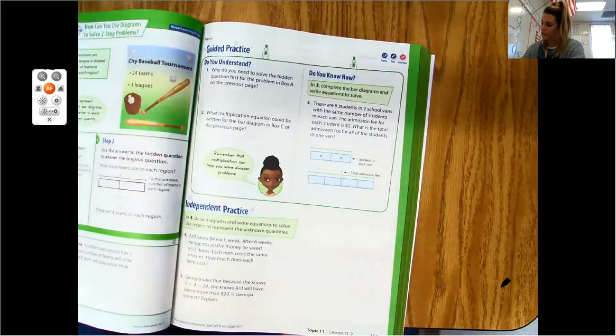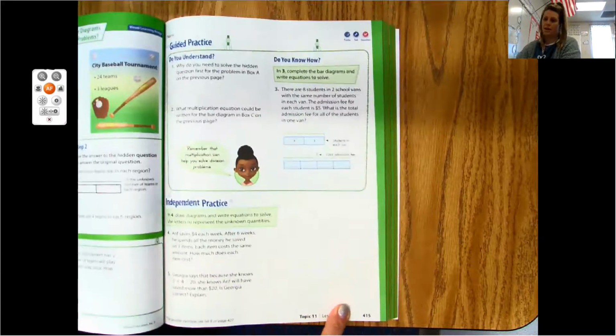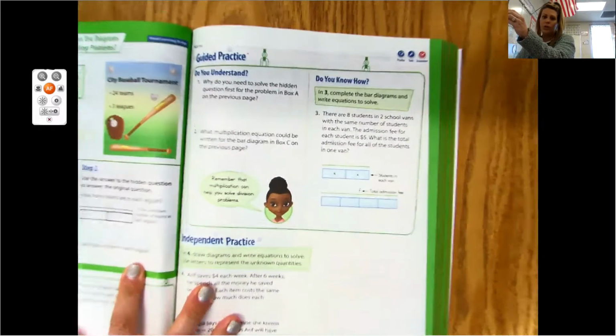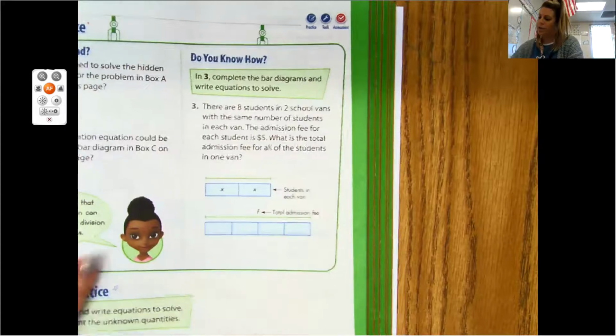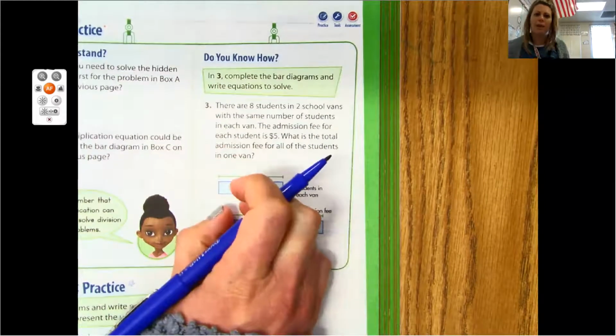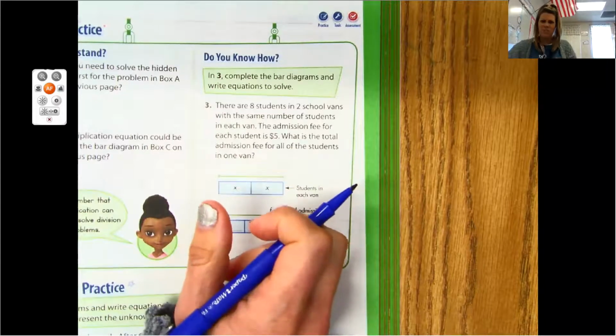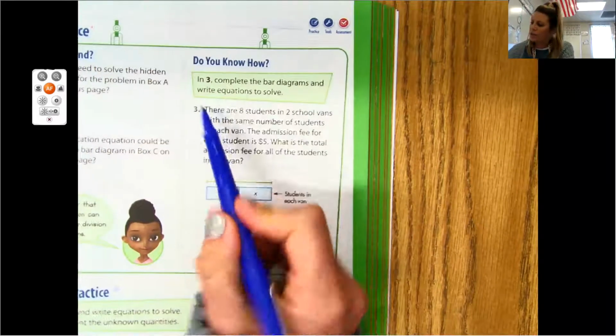Here we go. All right, so we are on page 415, guys. We're going to do 2 together, and then I'm going to send you off on your own to do some today. You will have a discussion post today also, okay? All right, so we're going to start with number 3. And remember how I said sometimes there's a lot of information, and it takes us a couple times just to even think about what they're asking us. So go ahead and read it with me.